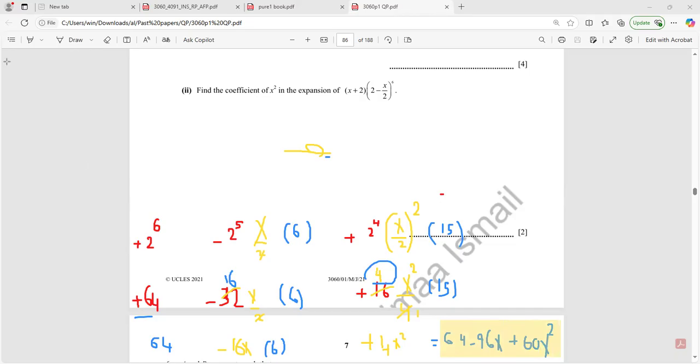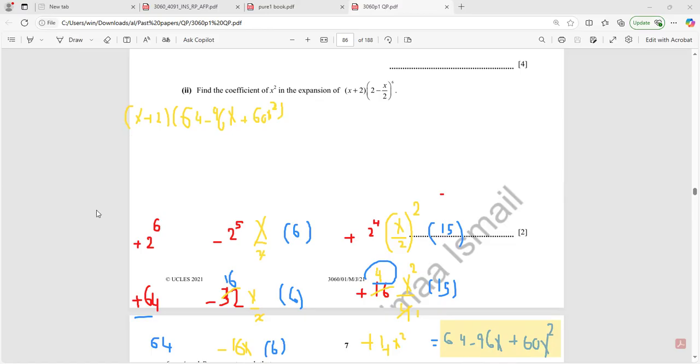We're going to multiply it by x plus 2. So here we have x plus 2, and we multiply it by 64 minus 96x plus 60x squared. Okay, then we are going to pick the x squared terms and add or subtract them. Let's see.